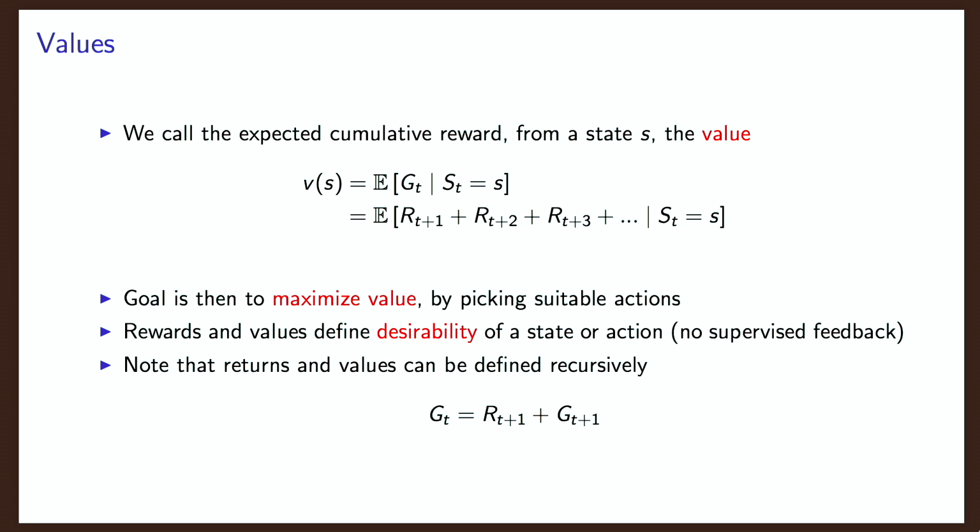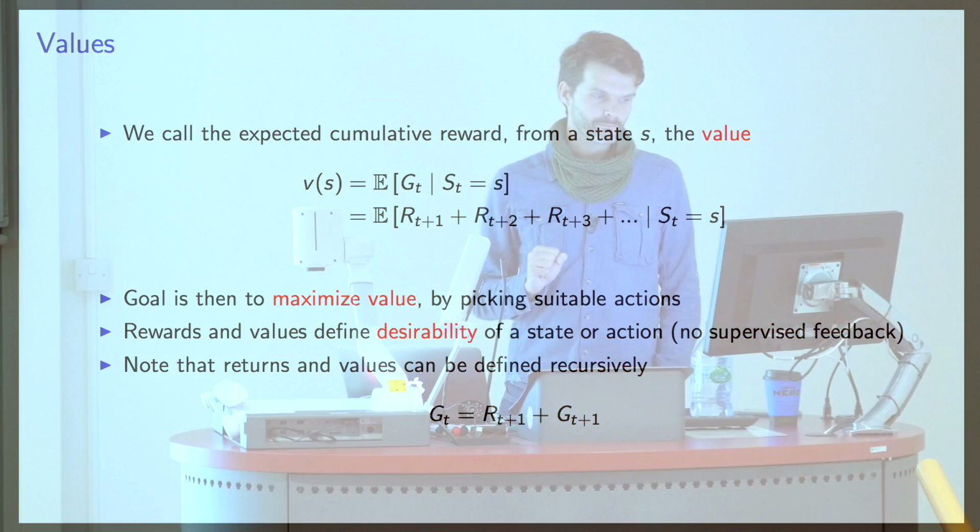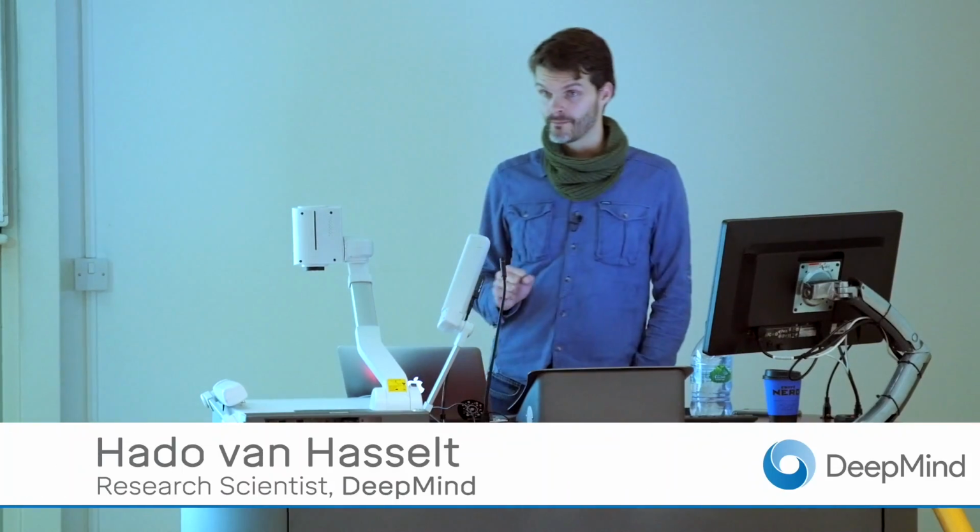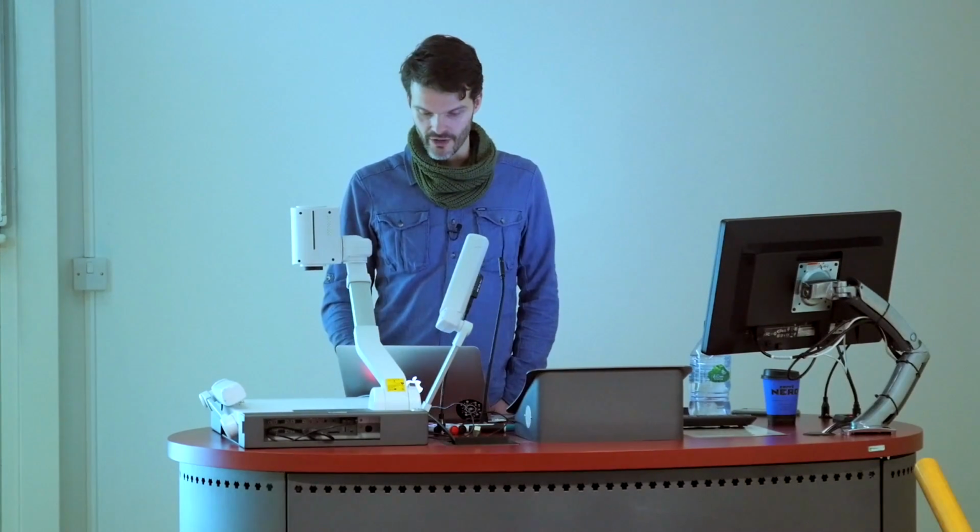So the rewards and the values both define the desirability of something, but you could think of the reward as defining the desirability of a certain transition, like a single step, and then the value is defining the desirability of this state more in general, into the indefinite future, potentially. Also note, because we'll be using that quite a bit in this course, that the returns and the values can be defined recursively. So I put it down here for the return. The return at a time step t is basically just the one-step reward and then the return from there. And that turns out to be something that we can usefully exploit.